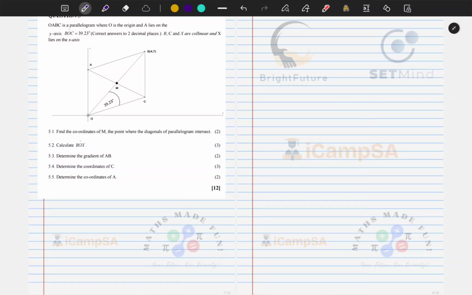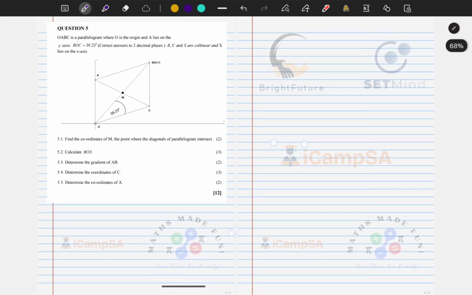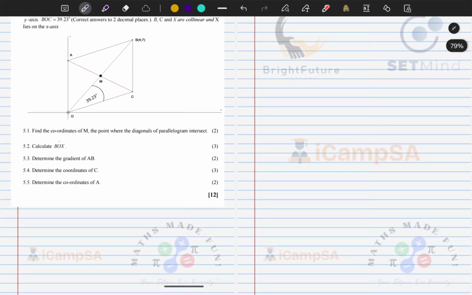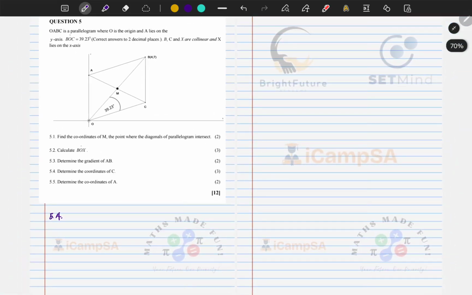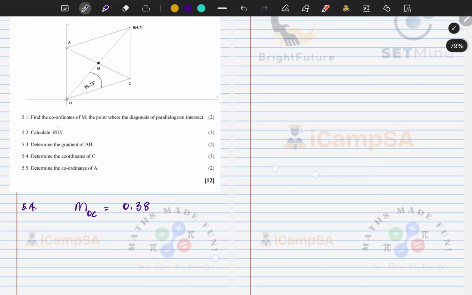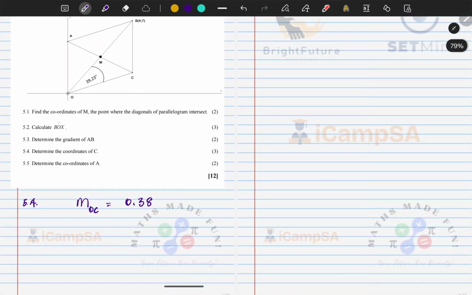Perfect. So now, alternatively, in order for us to find the coordinates of C, remember what do we have? We do have the gradient of OC, which was 0.38, right? And OC is a straight line passing through the origin, as we can see there.